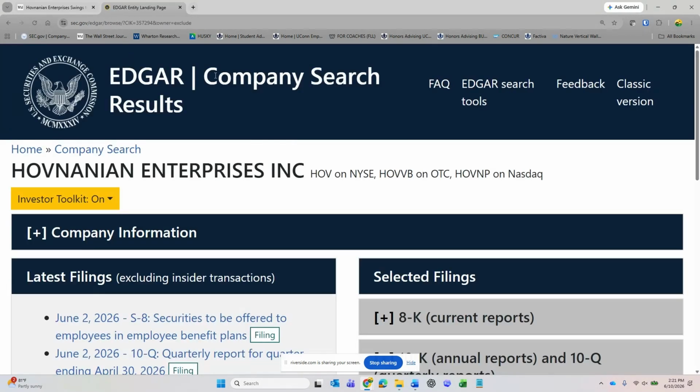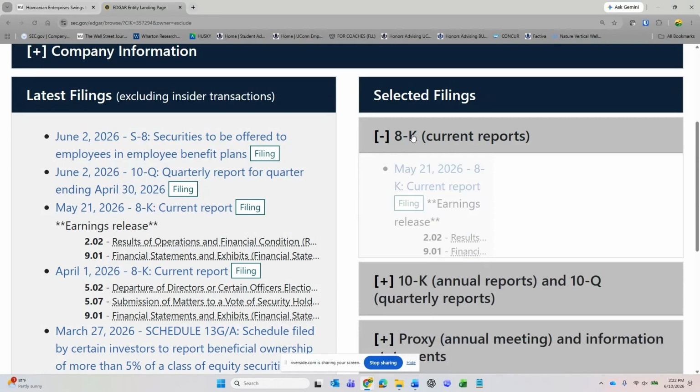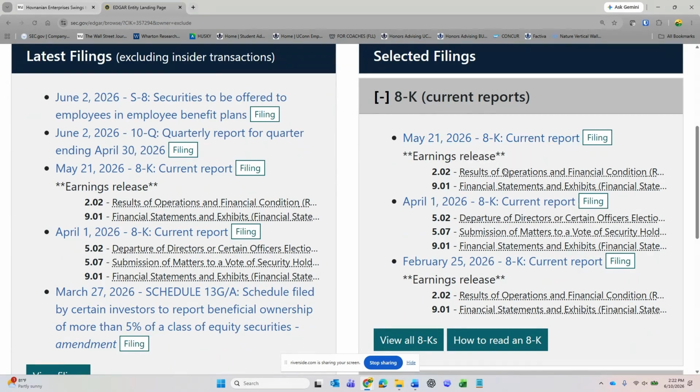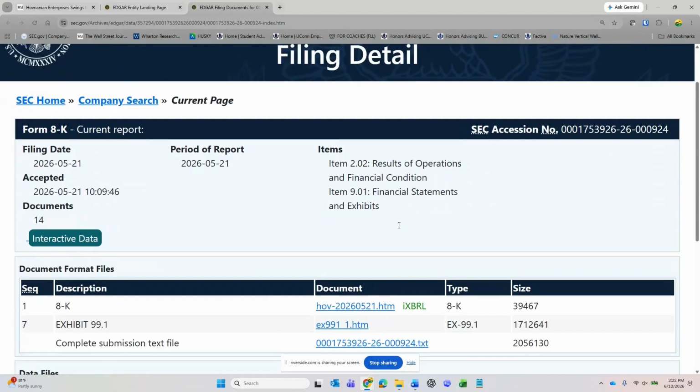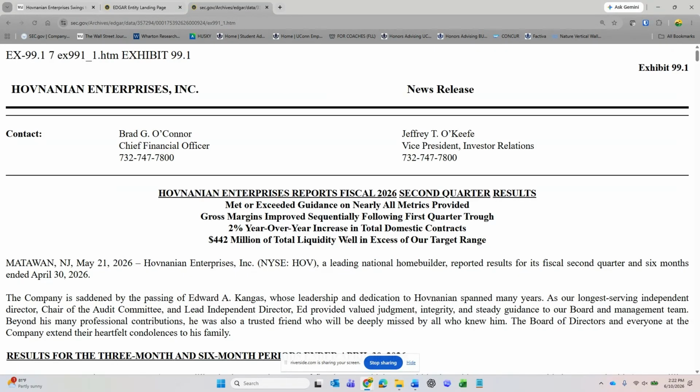I'm here in the EDGAR main repository. We're actually not going to look at their 10-K filings because what we're interested in is an earnings release, which is a much shorter filing. Here we have it on May 21st. We're going to go to the filing and we're going to pull up the exhibit, which is going to contain the press release with the numbers itself.